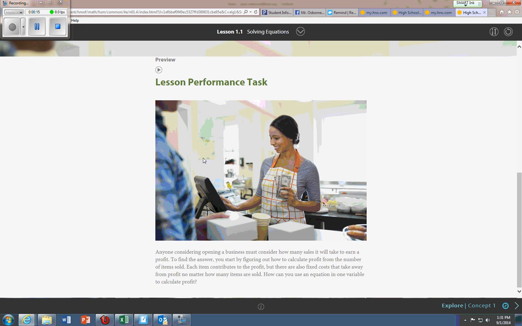Anyone considering opening a business must consider how many sales it will take to earn a profit. To find the answer, you start by figuring out how to calculate profit from the number of items sold. Each item contributes to the profit, but there are also fixed costs that take away from profit no matter how many items are sold. How can you use an equation in one variable to calculate profit?